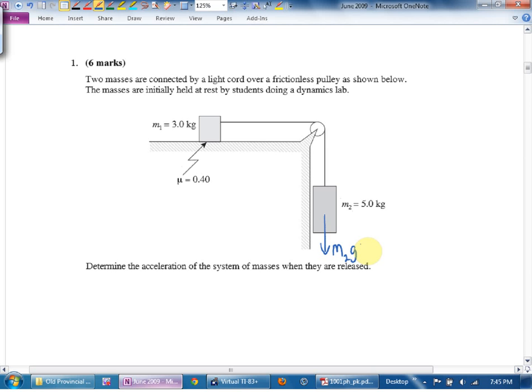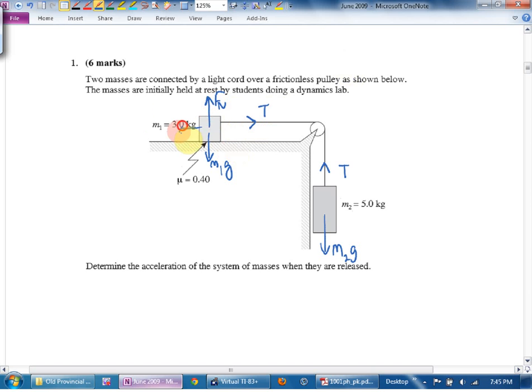What are the forces acting on mass 1? Get the obvious ones. M1G. Going to have a normal force, and these are equal because we're on level ground. If we're on a ramp, they're not equal, or if they're tugging up at an angle like a lawnmower, they're not equal. What else? Tension and friction.